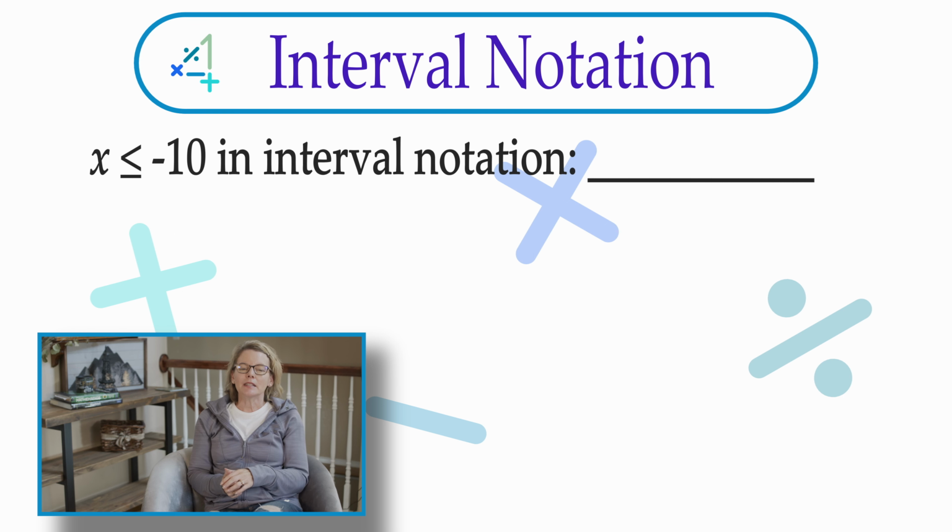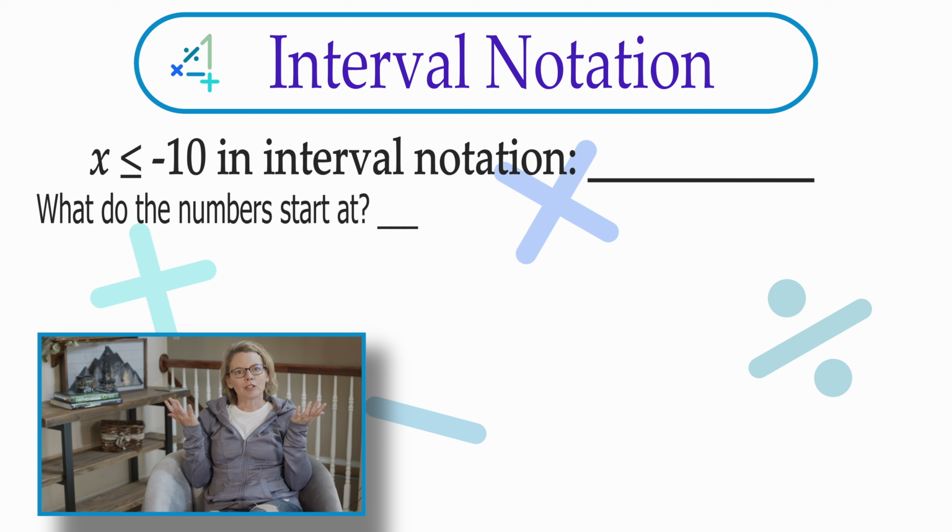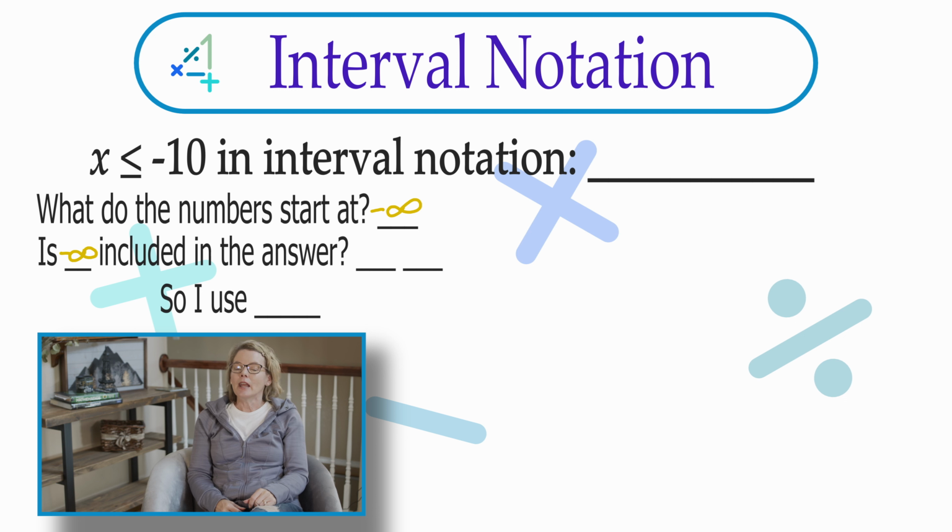Next, x is less than or equal to -10. Where can x start? Since it goes backwards forever, it goes to -infinity. We never include infinity, so we use parentheses. The answer will start at parentheses -infinity. Comma to say we go up from there.